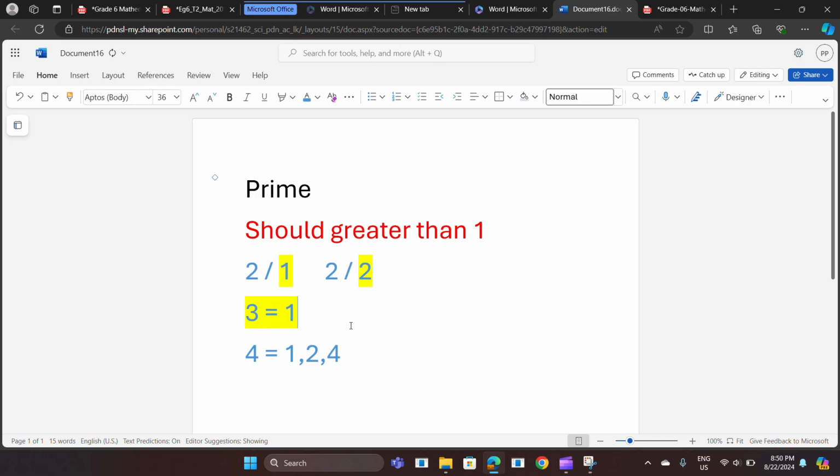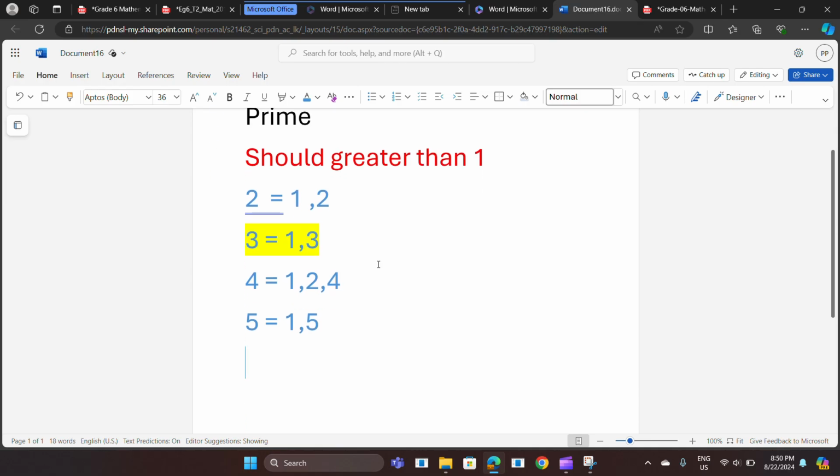3 is divisible only by 1 and 3, so it is a prime. 2 can be divided by 1 and 2, so it is also prime. 4 can't be a prime number because it can be divided by 1, 2 and 4. 5 can be divided only by 1 and 5, so it is a prime. Let's take 6. It can be divided by 1, 2, 3 and also 6. It has 4 factors, so it is not a prime.